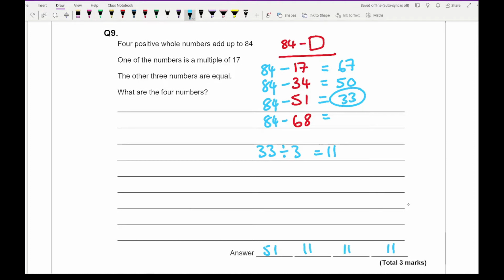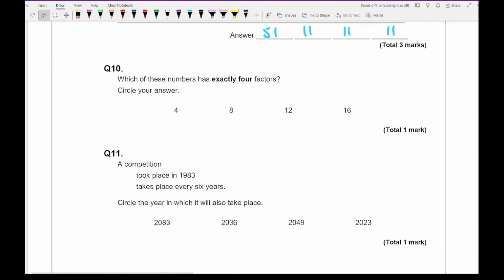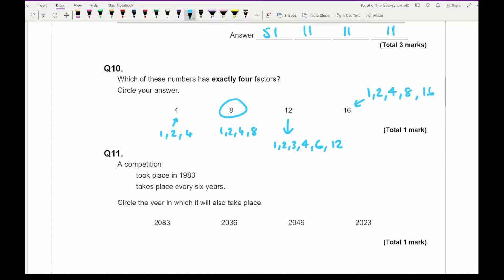Moving on to question 10, it says which of these numbers has exactly 4 factors. So again, looking at the factors of 4, that's going to be 1, 2 and 4. 8 has got 1, 2, 4 and 8, so that is true. 12 is 1, 2, 3, 4, 6 and 12, so that's not going to work. And 16 is 1, 2, 4, 8 and 16, so the correct answer is going to be 8.